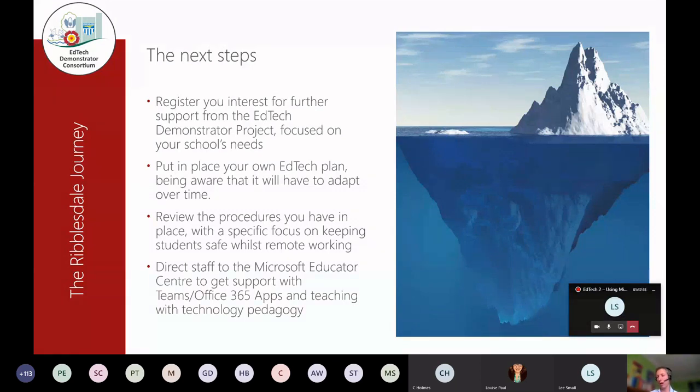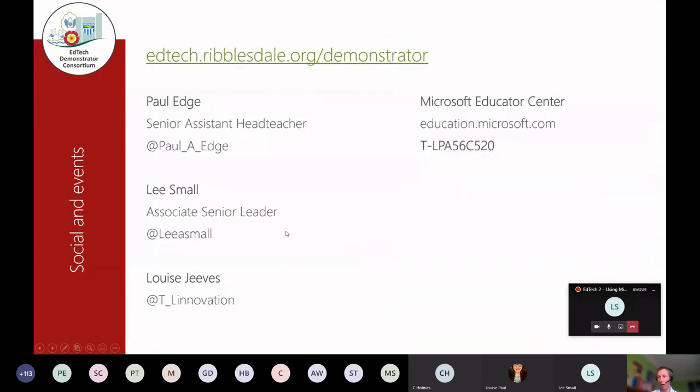And I think the other thing is direct your staff towards the Microsoft Educator Centre, which allows you to get more support in terms of using Office 365, Teams, and around the pedagogy of using the technology.